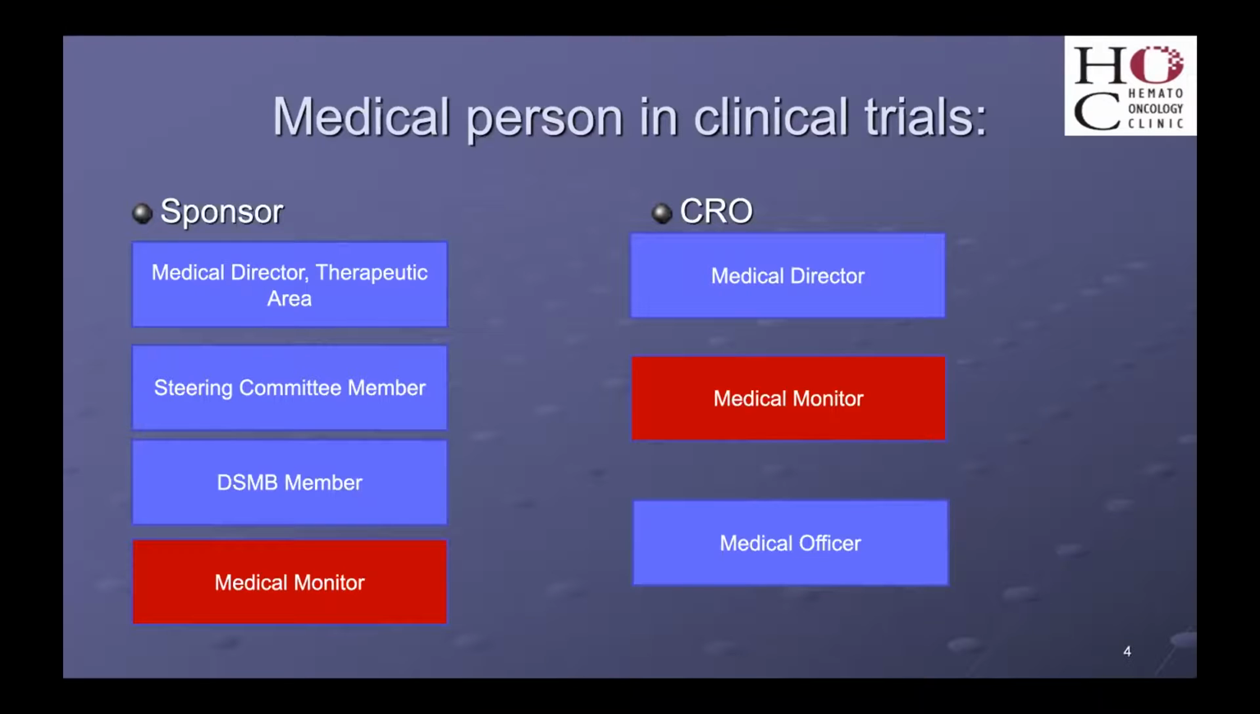A medical expert can be the data safety monitoring board member who will look at the data on an ongoing basis. And then there is a medical monitor who will coordinate between all these three people. On the CRO side, there is a medical director who is the expert in the conduct of the clinical trial, not necessarily the expert in that particular therapeutic area. Then there is a medical monitor who is allocated to that particular clinical trial. And then there are trial medical officers who are working at a junior level.